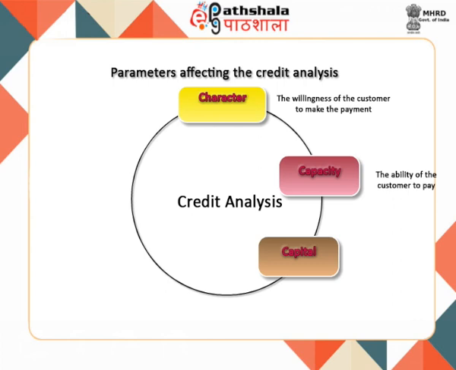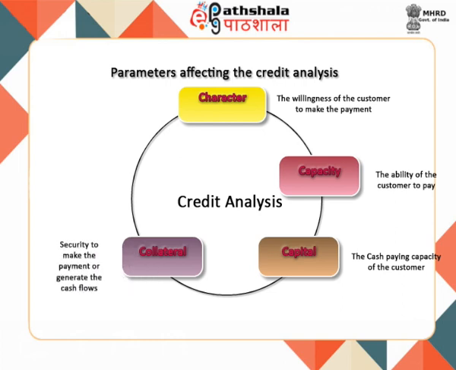Capital. This determines whether the customer has the necessary cash flows to make the payment as and when it is due. Collateral. Sometimes the customer offers certain security to make the payment or generate the cash flows. Such security is known as collateral. Conditions. These are the economic circumstances which might have an effect on the customer's ability to pay.